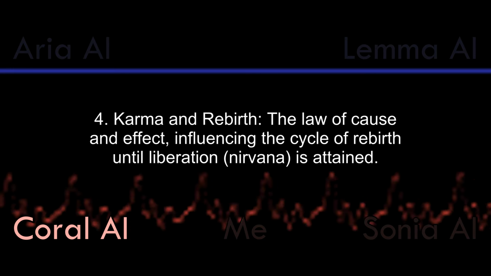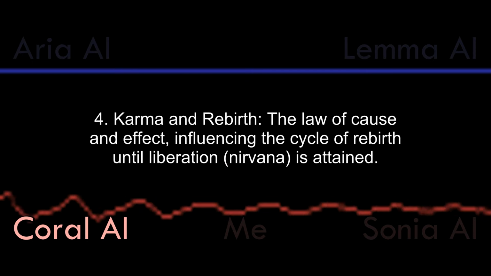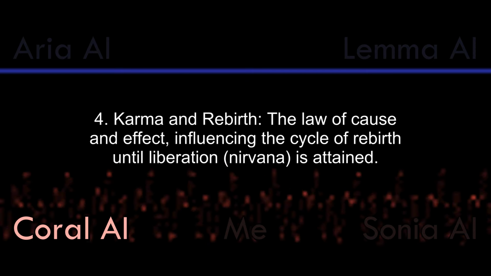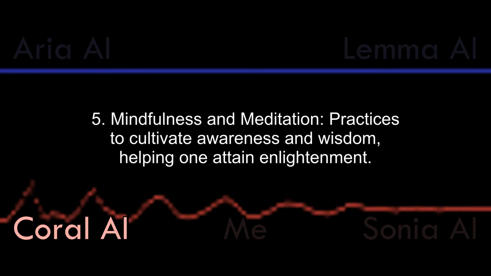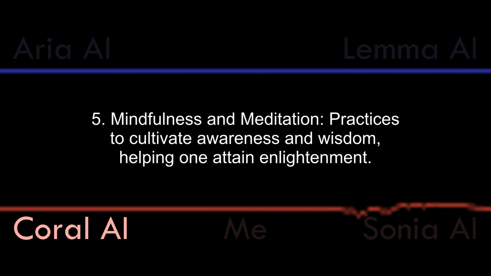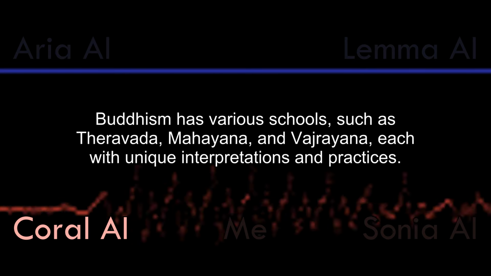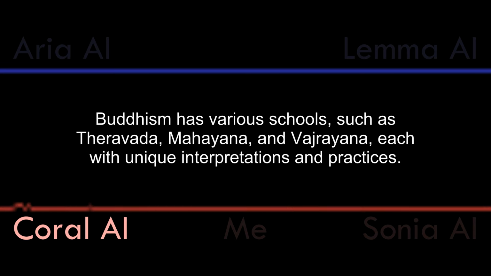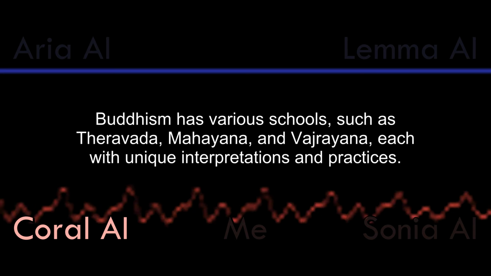4. Karma and rebirth, the law of cause and effect, influencing the cycle of rebirth until liberation (nirvana) is attained. 5. Mindfulness and meditation are practices to cultivate awareness and wisdom, helping one attain enlightenment. Buddhism has various schools, such as Theravada, Mahayana, and Vajrayana, each with unique interpretations and practices.